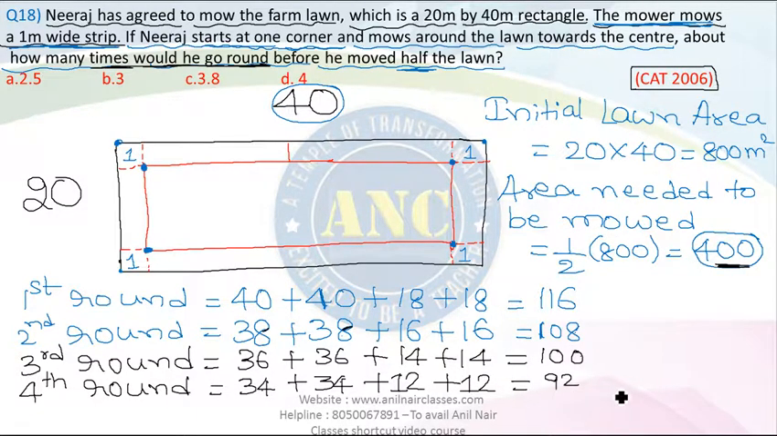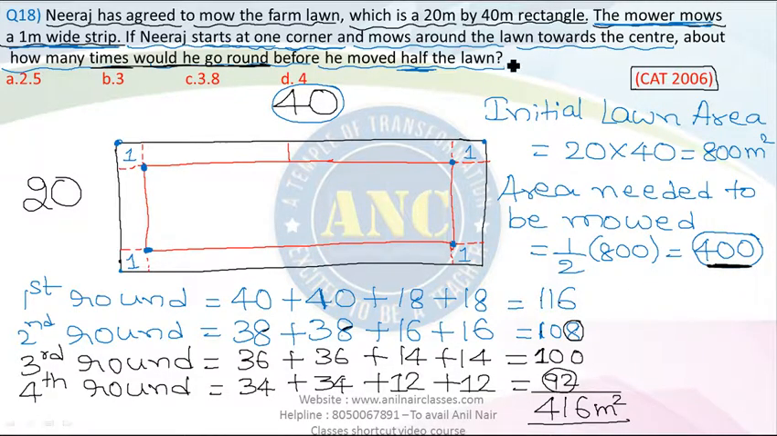Now if you want to check the sums, 100 plus 100 is 200. 200 plus 100 is 300. 92 plus 8 is another 100, 400. 400 plus 16. Totally he has mowed 416 meter square. That means he has gone more than half of the land.